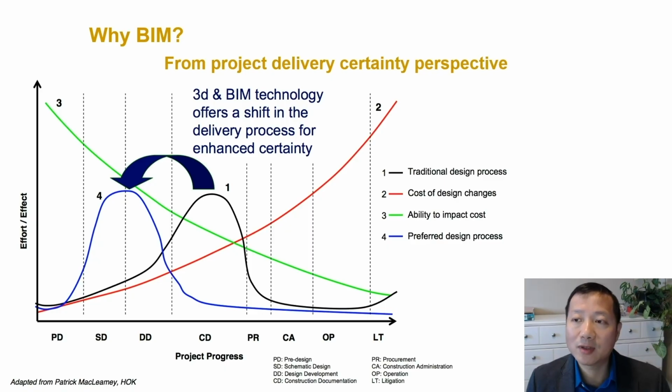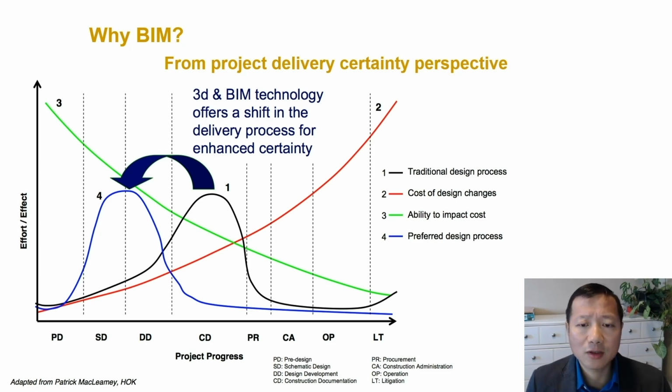And from the project delivery certainty perspective, many of you are probably familiar with this chart. The red line indicates the cost of design changes as the project progresses over time. The green line illustrates the ability to impact the cost as your project progresses. So traditionally, as your project progresses, the ability to impact your cost decreases, while your cost of design changes, right, becomes much more expensive.